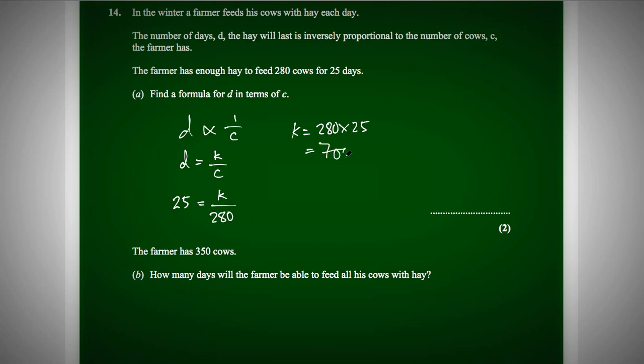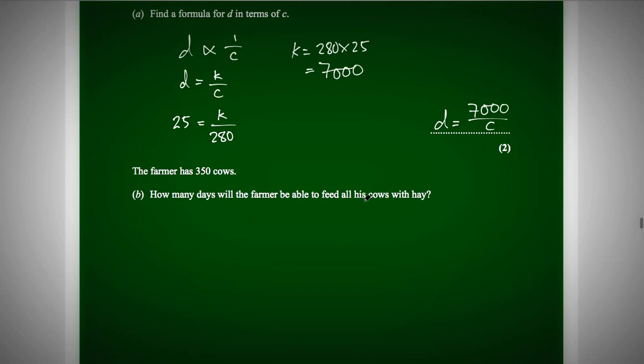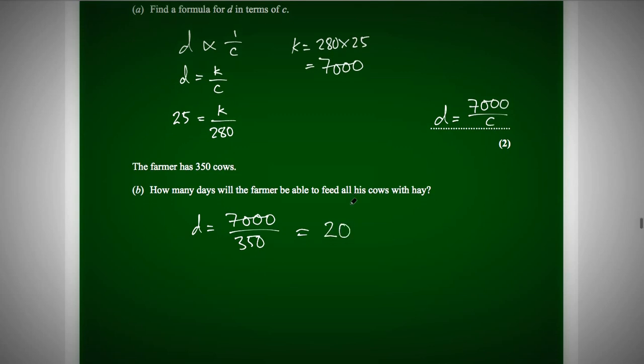280 × 25 = 7,000. So that means that using this formula, D equals 7,000 over C. And that's what I've been asked to find: a formula for D in terms of C. The farmer has 350 cows. How many days will the farmer be able to feed all his cows with hay? So number of days is 7,000 over 350, which is 20, so 20 days is the answer here.